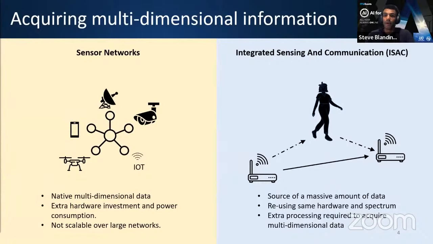The other solution and another branch of research that is happening right now is using the RF signals, reusing basically the same hardware and spectrum of communication to understand the surroundings and acquire a massive amount of data. While that's good because we minimize the need of extra devices, we still have problems, of course, because we need some extra processing to acquire the multidimensional data that is instead a native dimension in the sensor network.